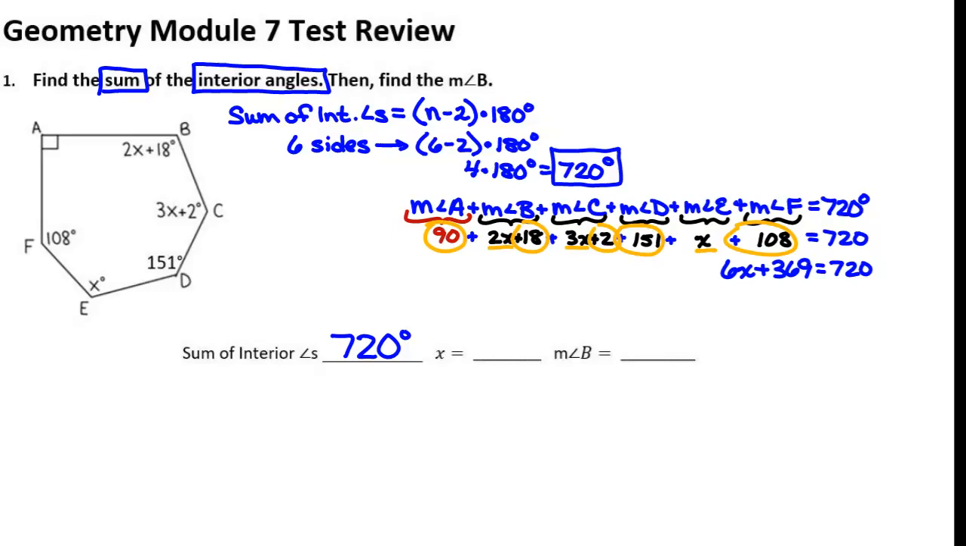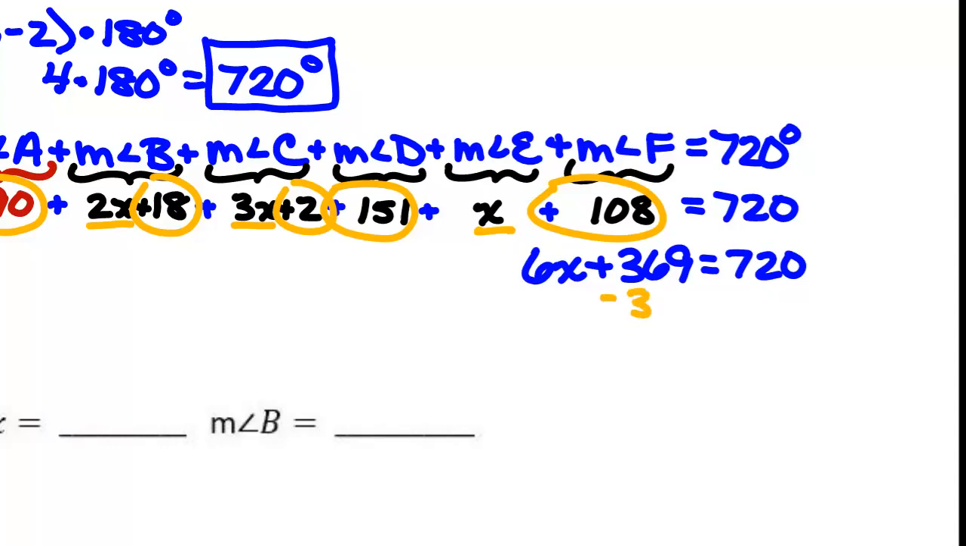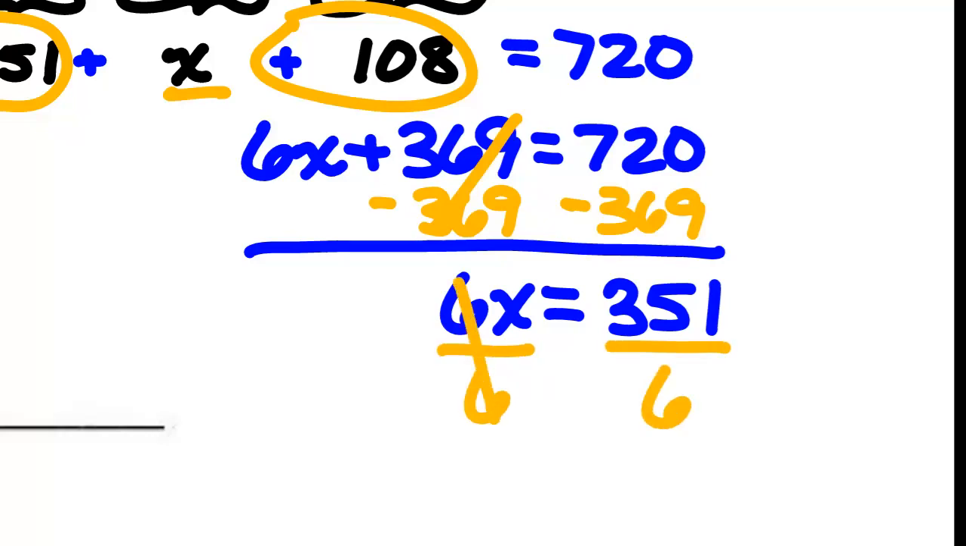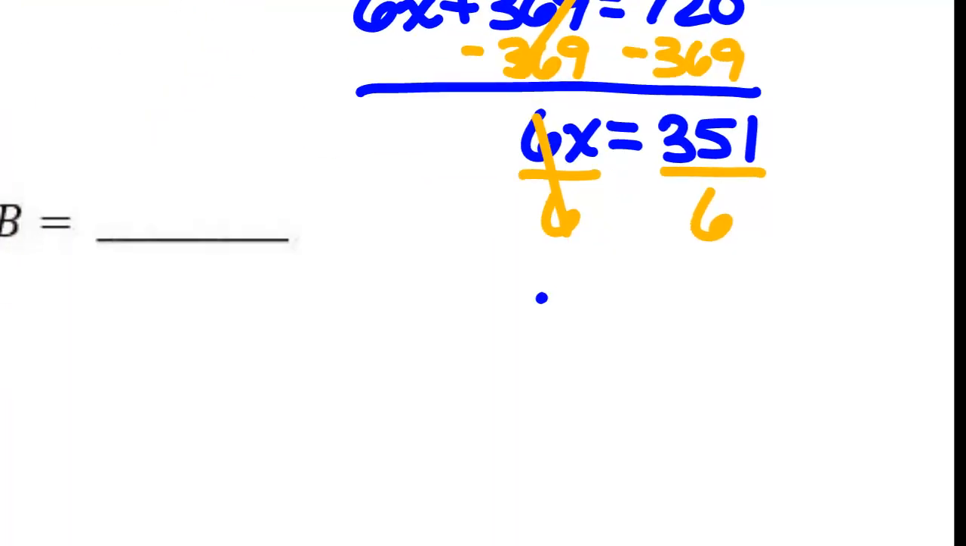Yep, awesome, thank you. And then we subtract 369 from both sides. And so I get 6x is equal to 351, not 67, 6x. I don't know why I wrote 7 there. 6x equals 351. And then we divide both sides by 6, and we end up with a decimal. What is 351 divided by 6? 58.5.